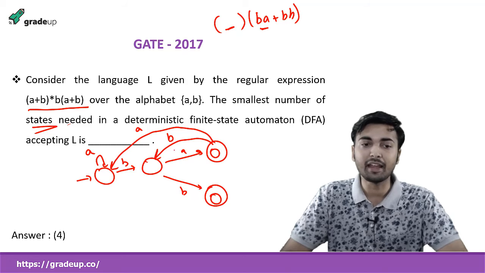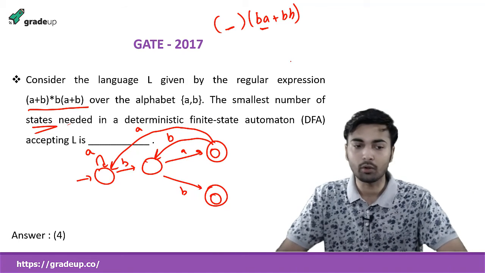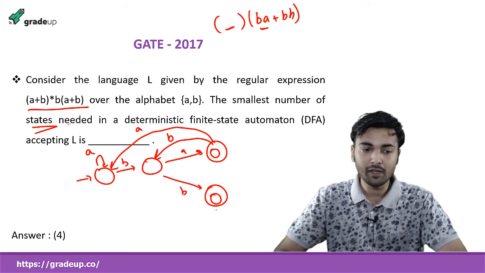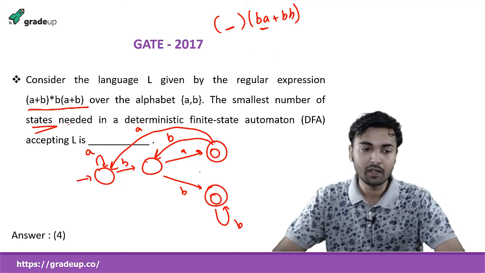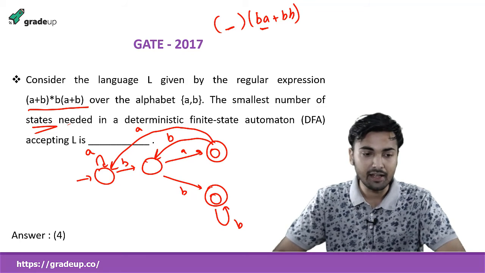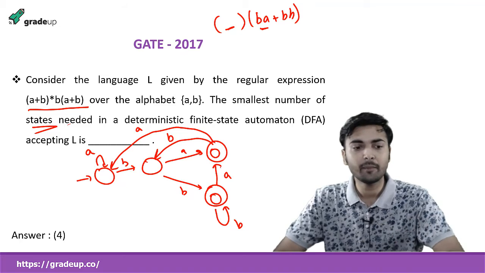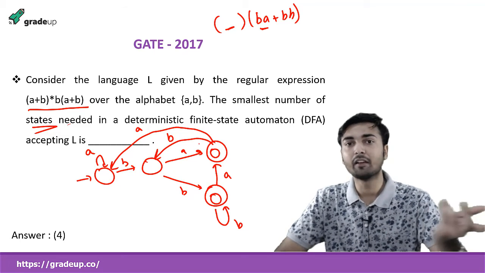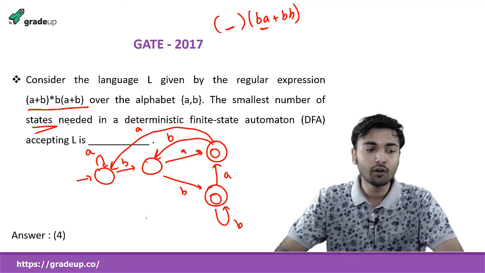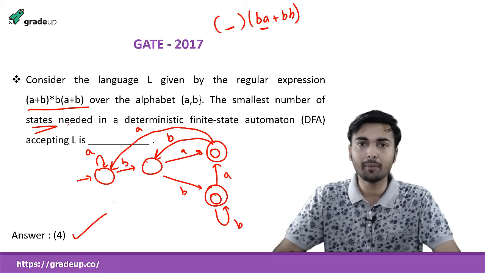Why? Because multiple BA's can come. Now see here, you can make a self loop of B because it's ending with B, any number of B's can come. But if an A comes, you can go here. Why go back? Just realize it. See here, BA, then BA, it will be accepted. So how many states? 4 states. Cleared? Any problem in this?